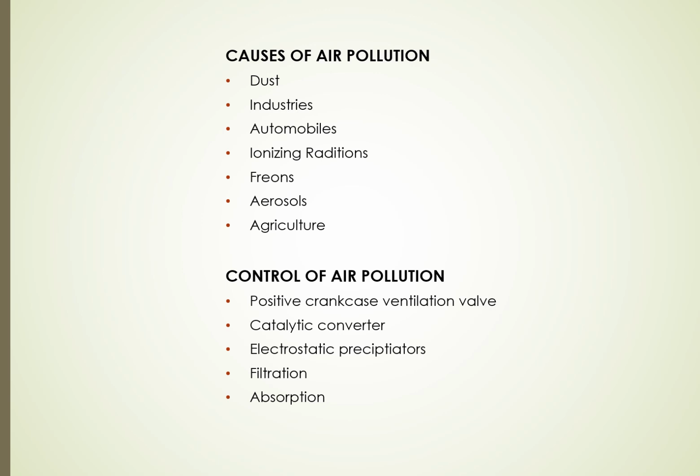cause air pollution. Coming to the control measures of air pollution, the emission of exhaust from automobiles can be reduced by devices such as positive ventilation valve and catalytic converter. Electrostatic precipitators can reduce smoke and dust from the industries. Certain gases can be removed by filtration or absorption through activated carbons. At the government level, pollution can be controlled by framing legislation.